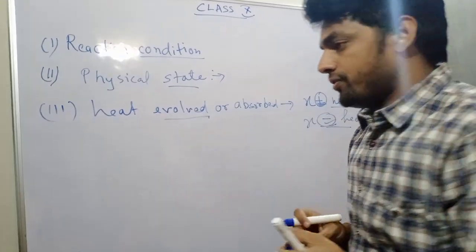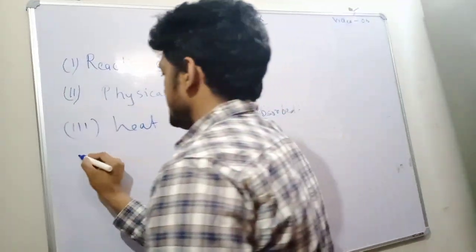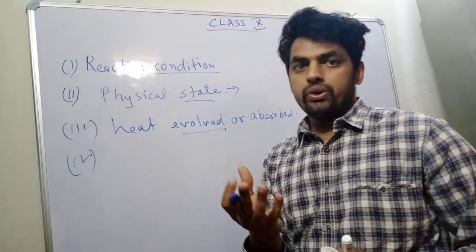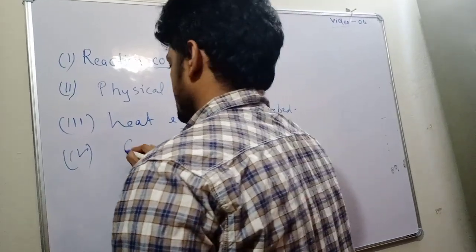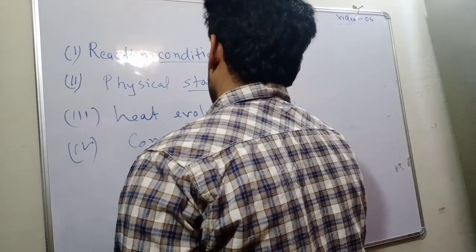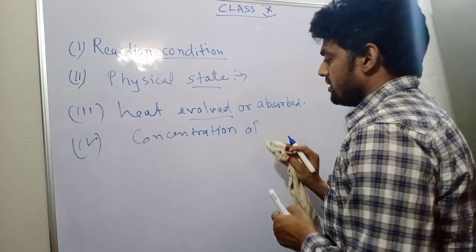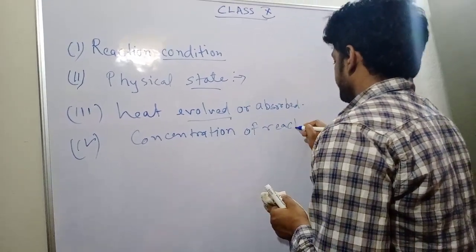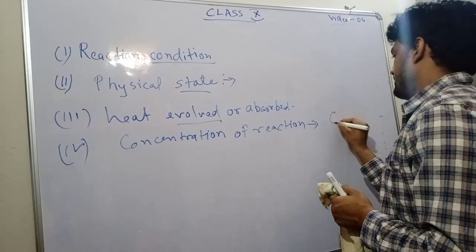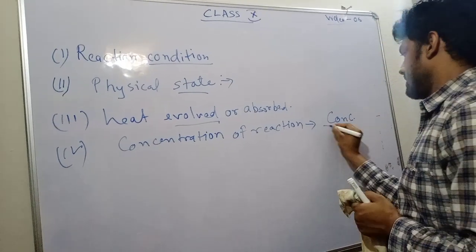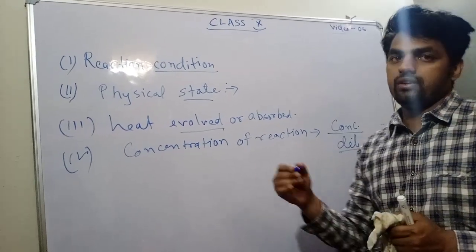Clear? Now fourth one, concentration of reactions. Fourth one is concentration, that is dilute or concentrated. Concentration of reaction. If the reactant is concentrated, then we will write CONC, and if the reactant or product is dilute, we will write DIL in front of that reactant or product.